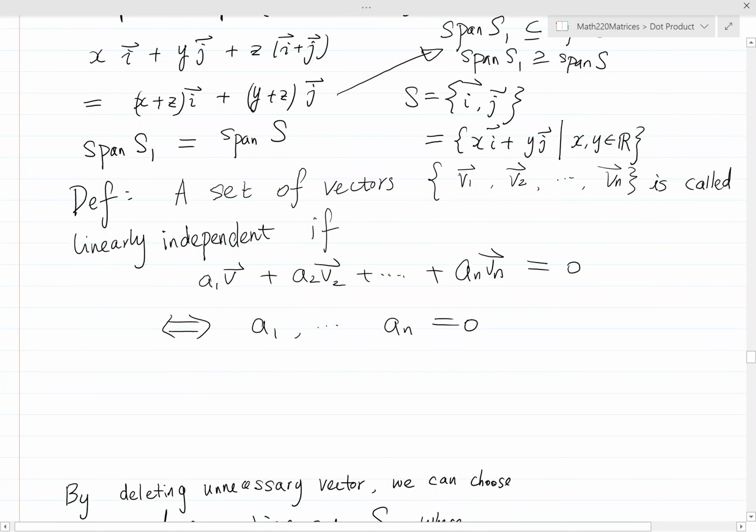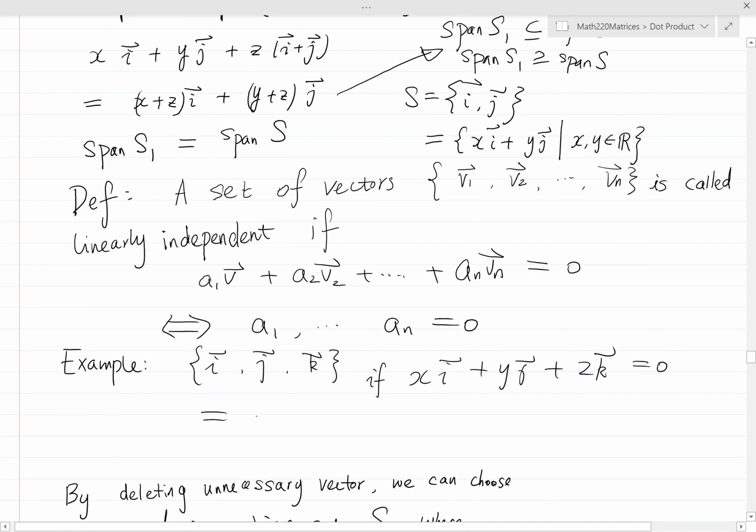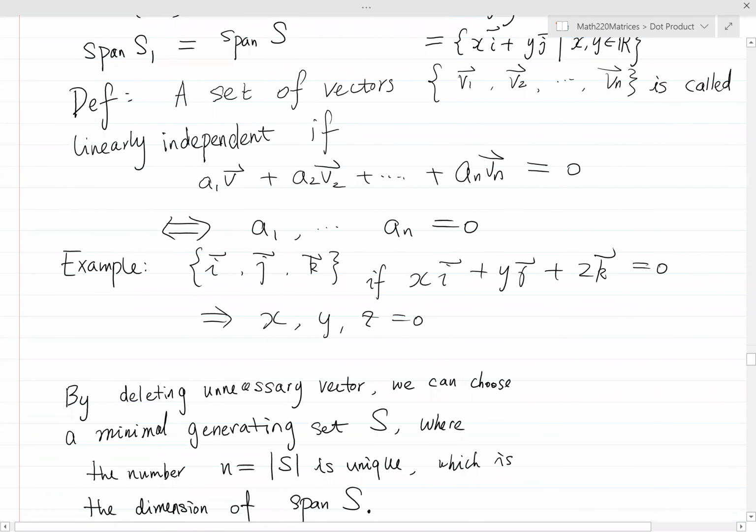For instance, for example, the set i, j, k is linearly independent. They are in different directions and not in one plane, so they are not coplanar. Suppose any linear combination xi plus yj plus zk is the zero vector, then this tells us the coefficients x, y, z all vanish.